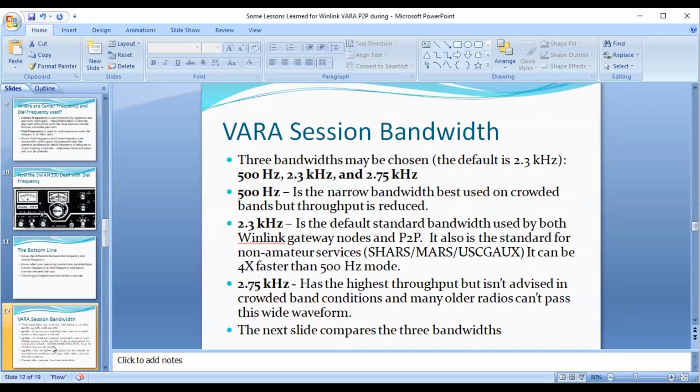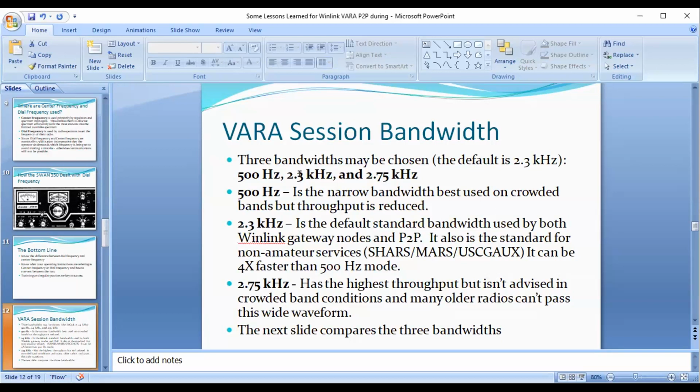It was great to be reminded during this practice that this exists, because normally folks just use the default, which is 2.3 kilohertz, because that's the one that the Winlink gateways use. So we use that on VARA peer-to-peer as well. Well, there are others. I found a number of references on the web to using 500 hertz.